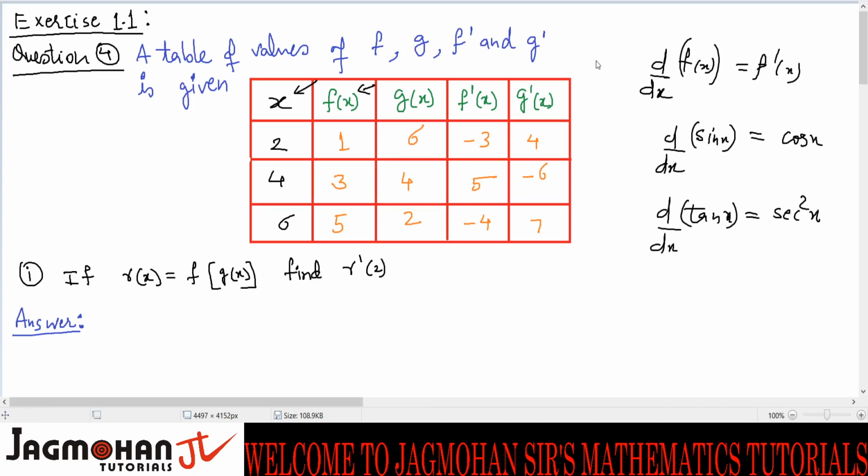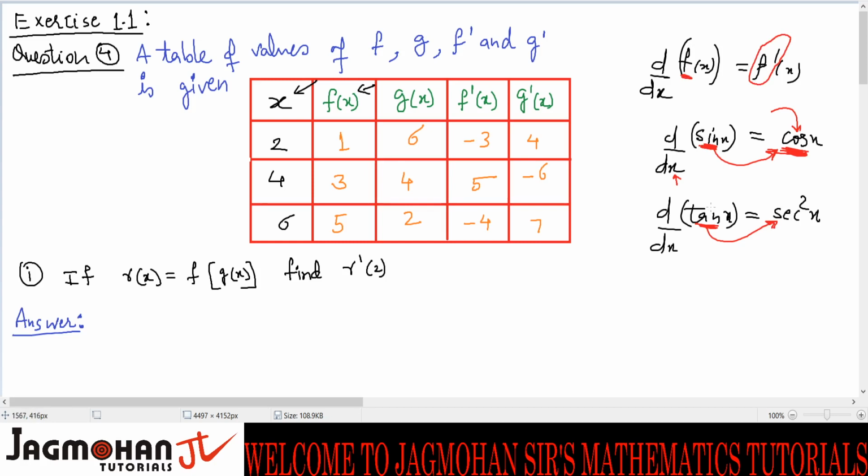So what do you notice? You notice that when the sine function is differentiated with respect to x, its derivative is the cos function. So as sine's derivative is cos, tan's derivative is sec square, and f's derivative is represented by f dash. Sine derivative is cos, tan derivative is sec square.